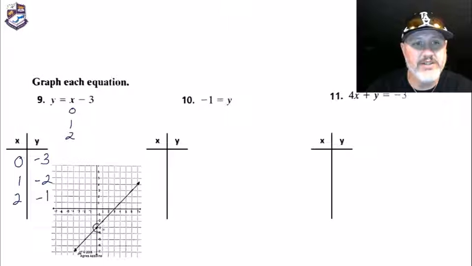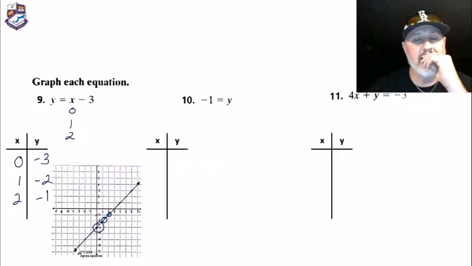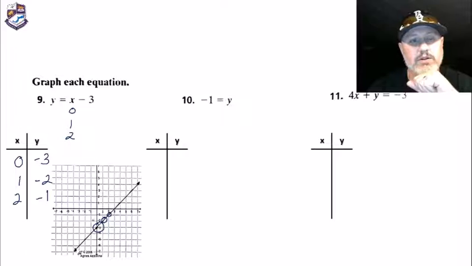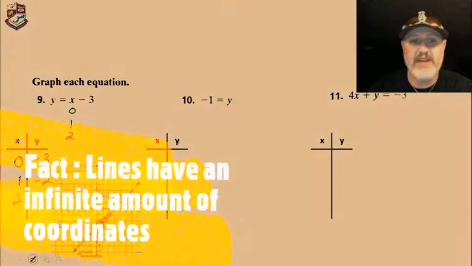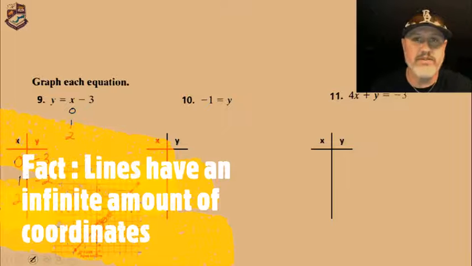You can see there's 0, -3. There's 1, -2, and there's 2, -1. And I could use a ton, actually an infinite amount of coordinates, and they would fall on that line. So how many solutions does that line have? Infinite. We could use an infinite amount of dots.